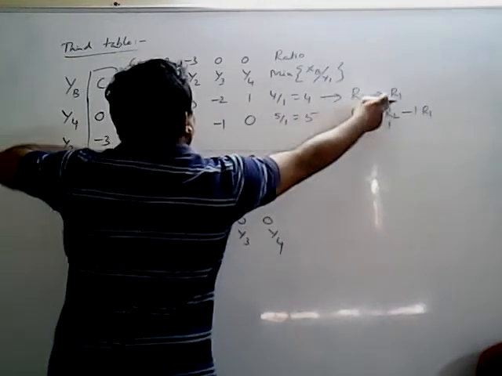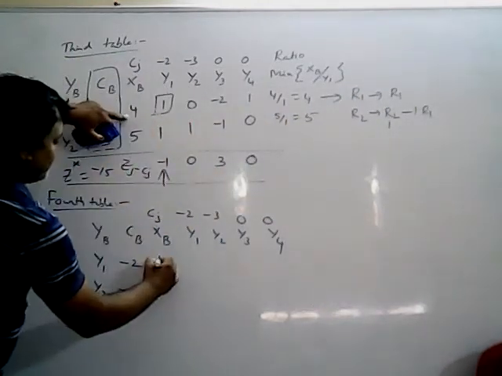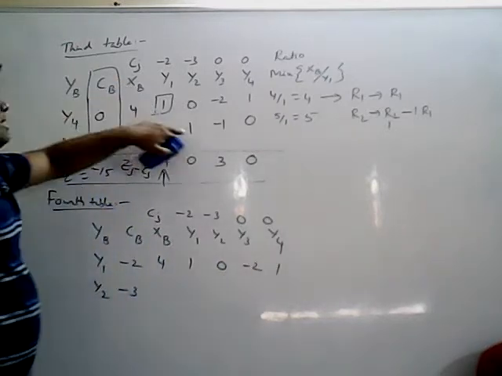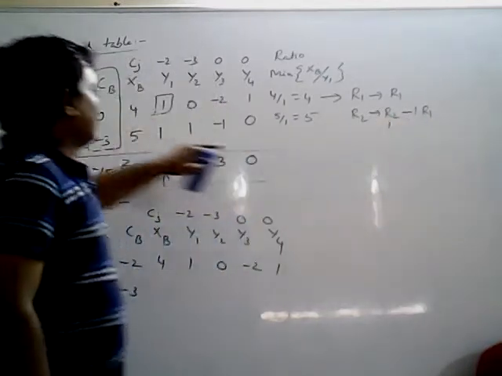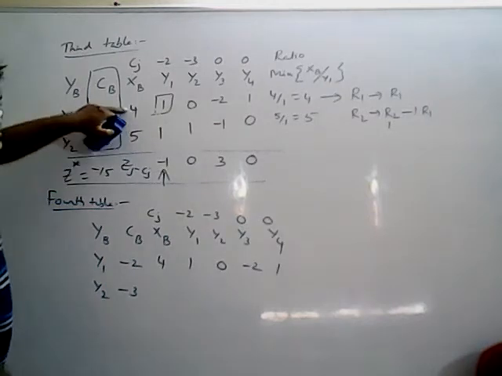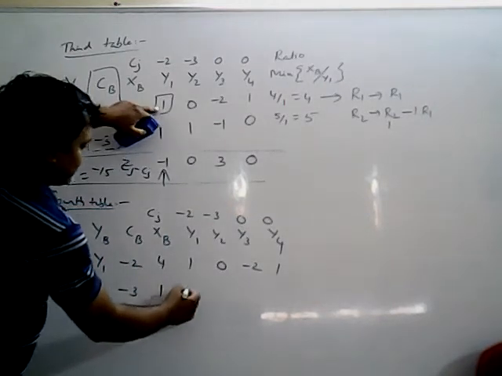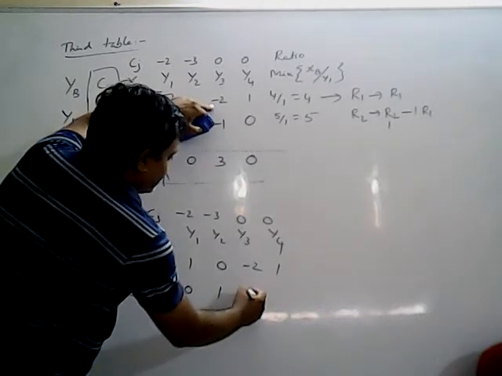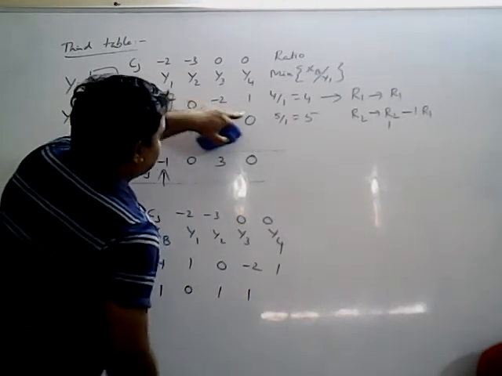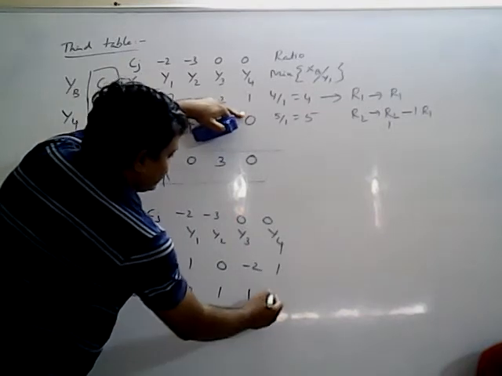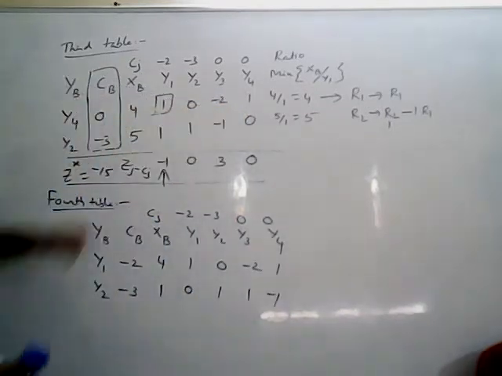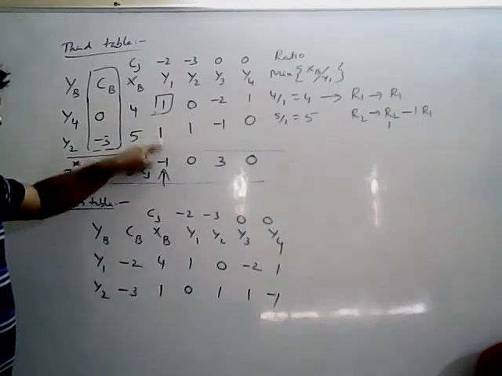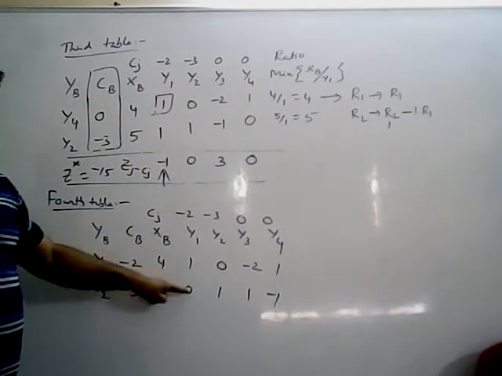R1 implies R1, first row as it is copied: 4, 1, 0, -2, 1. Next, second row operation. R2 minus R1 is second row minus first row. 5 minus 4, 1. 1 minus 1, 0. 1 minus 0, 1. Minus 1, minus of minus 1, minus 1 plus 2, it means 1. This is 0 minus 1, minus 1. Now see, key element is 1. See the Y1 column, key element is 1, other element is 0. Unit matrix exists, 1, 0, 0, 1.